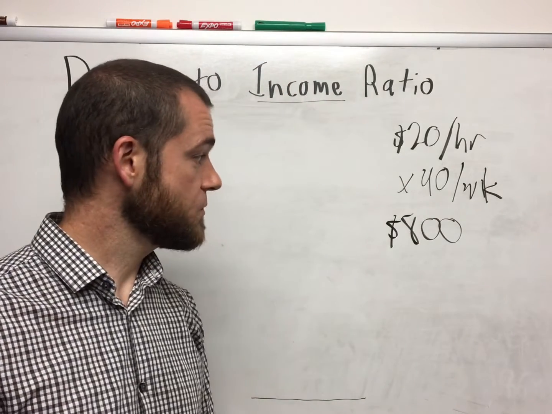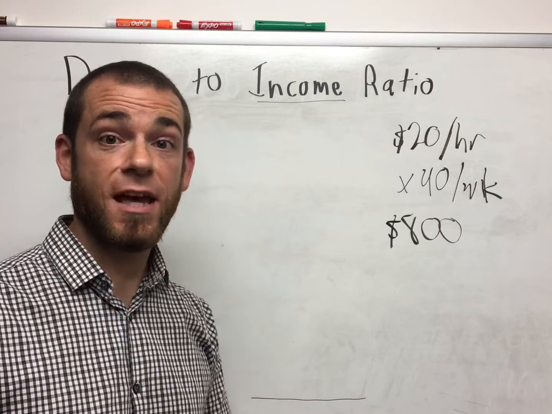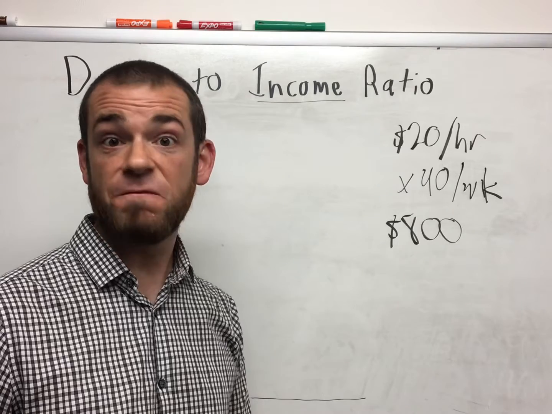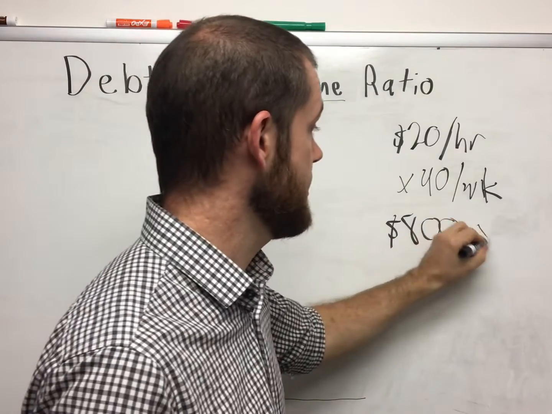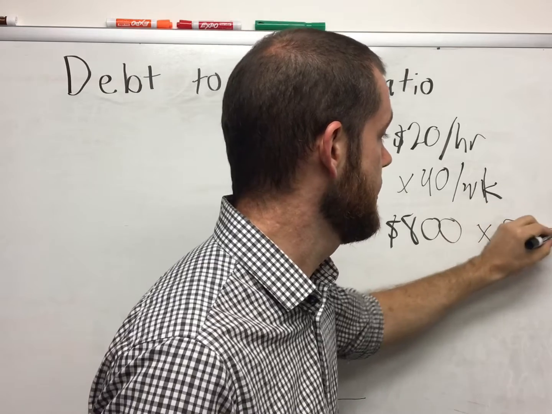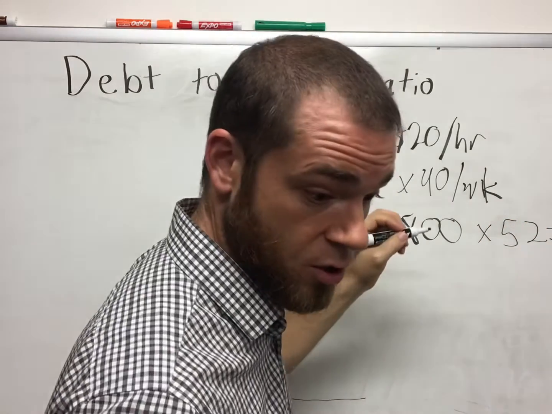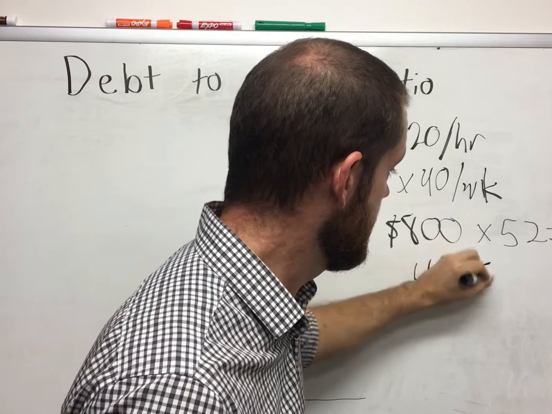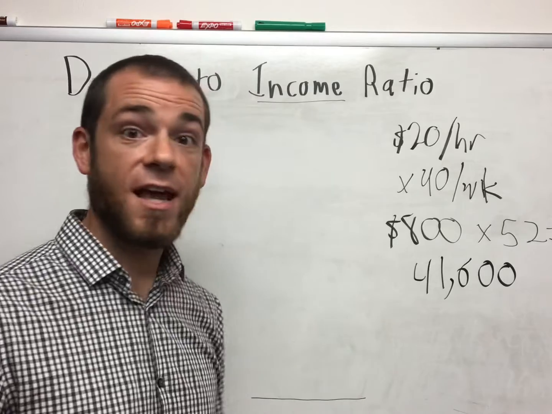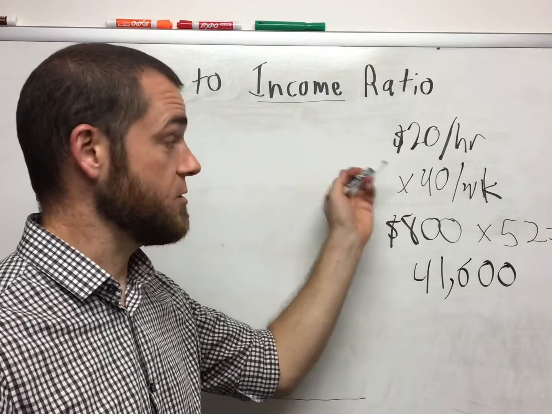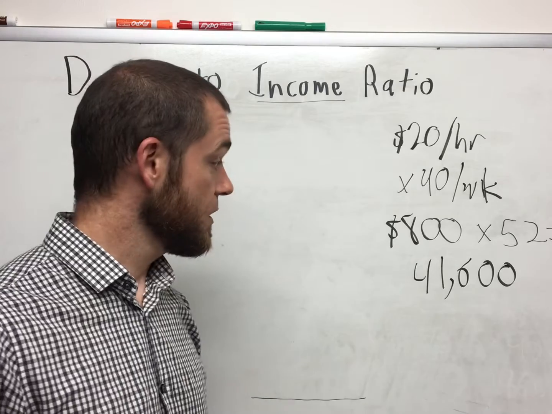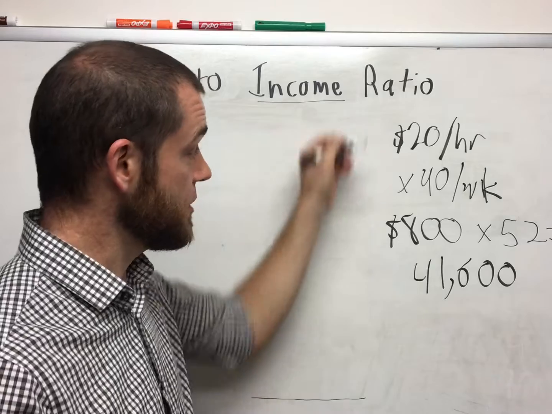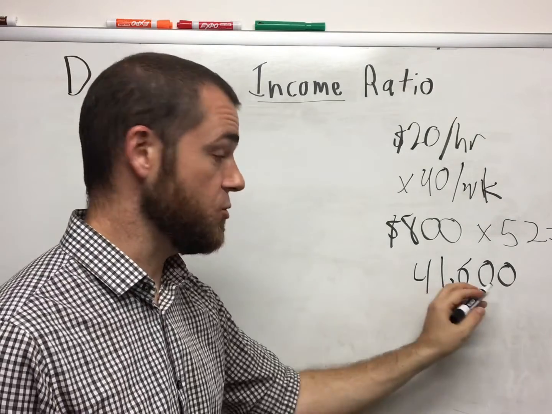Now, from here, we need to get to his annual income. So we're going to multiply that by the number of weeks in a year, which is 52. So we're going to take this number times 52, and that gets us $41,600. That is Joe's annual income, assuming that he works 40 hours every week and makes $20 an hour. Some people already know their annual income, and if so, you can skip all these first steps, but if not, this is how you get to your annual income.